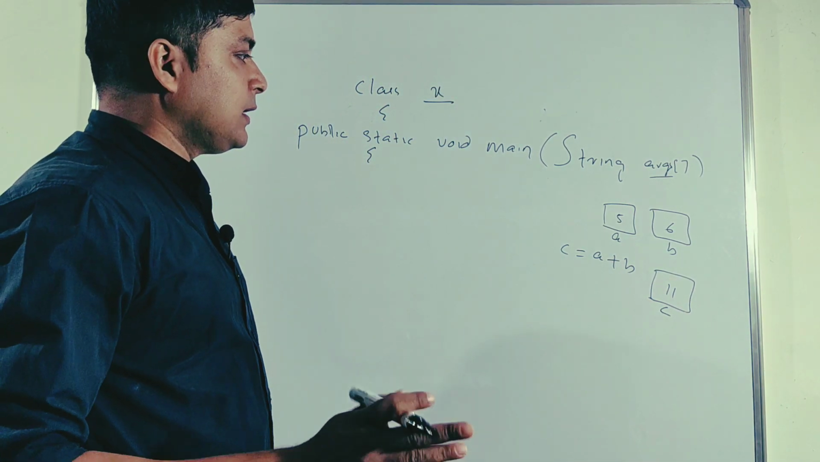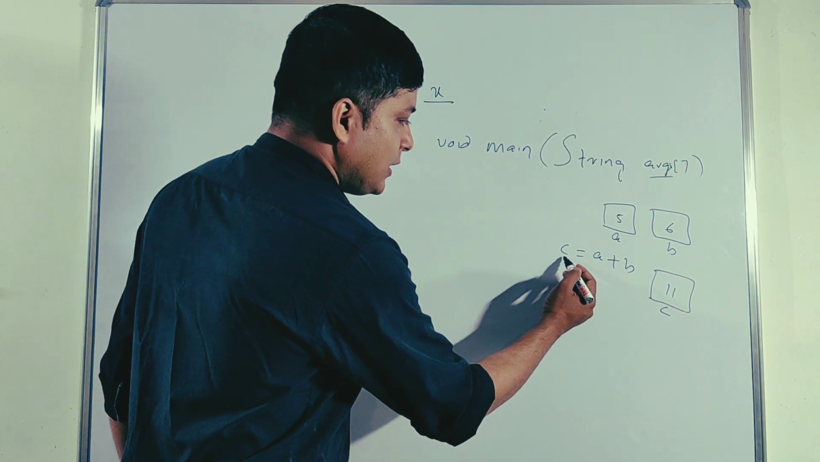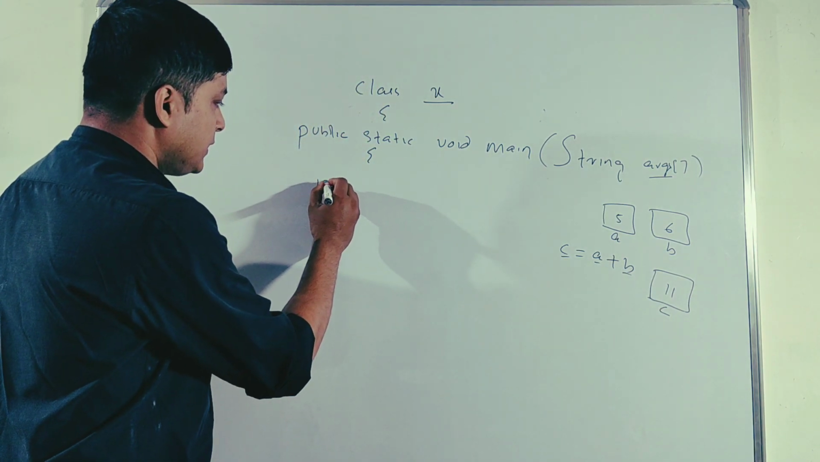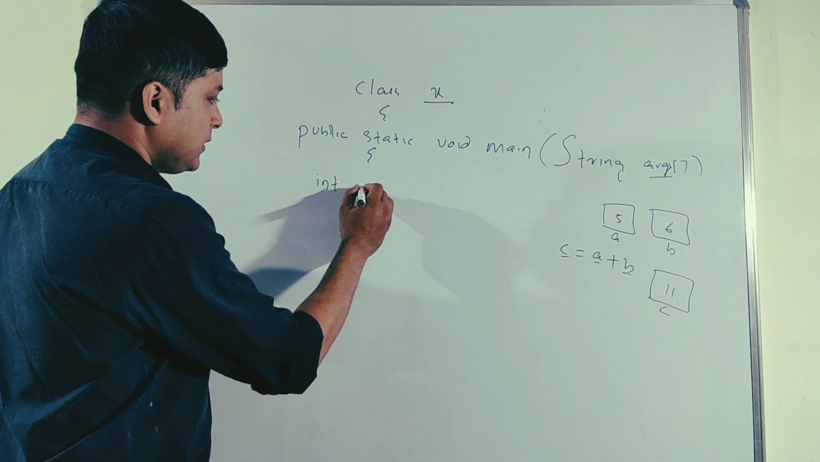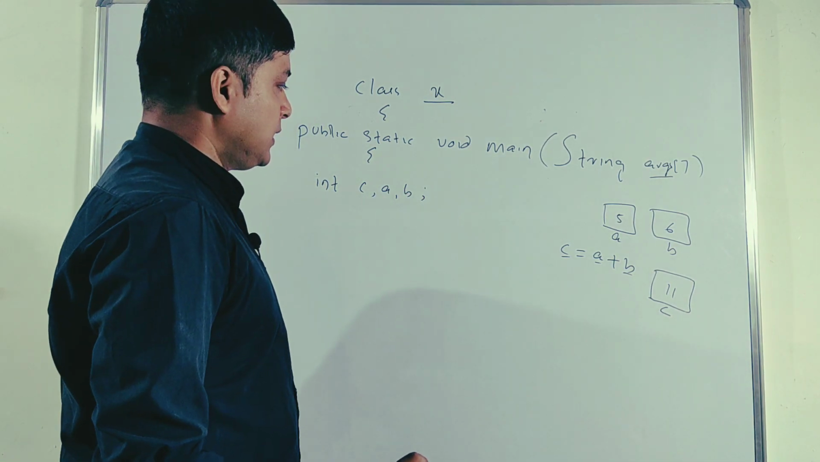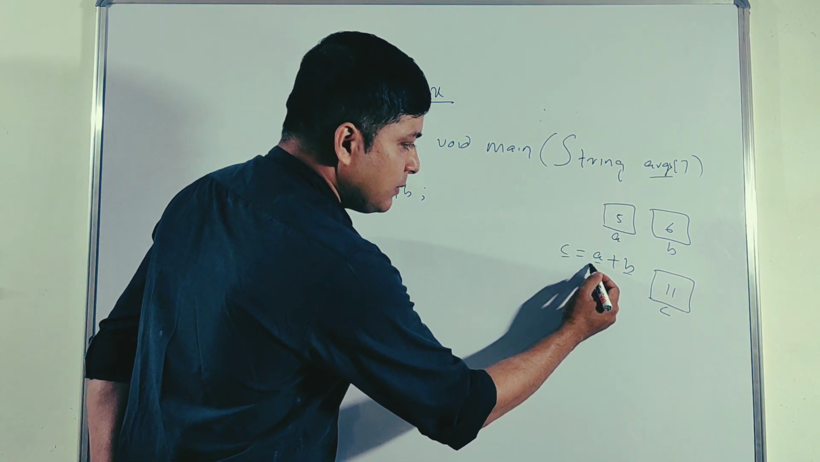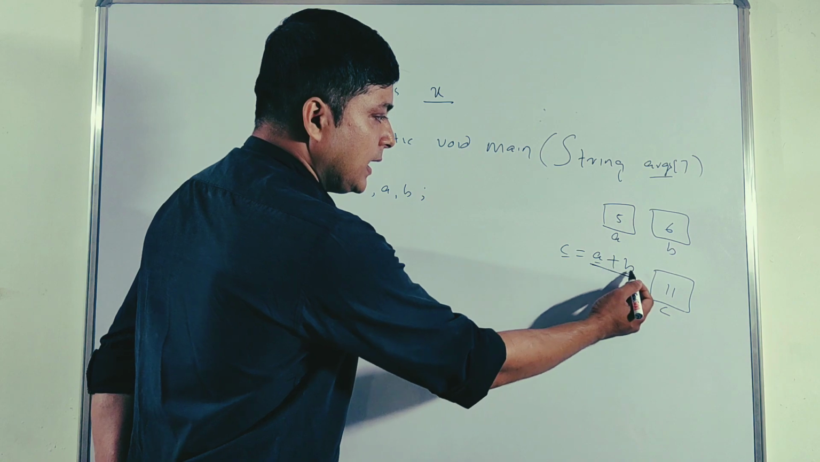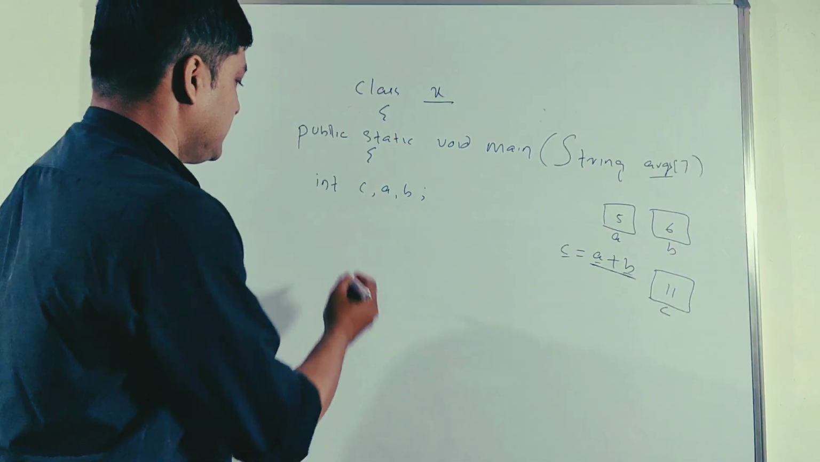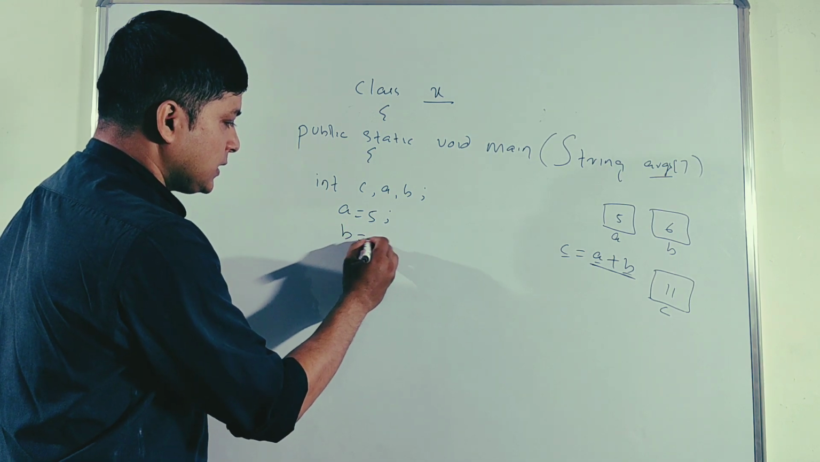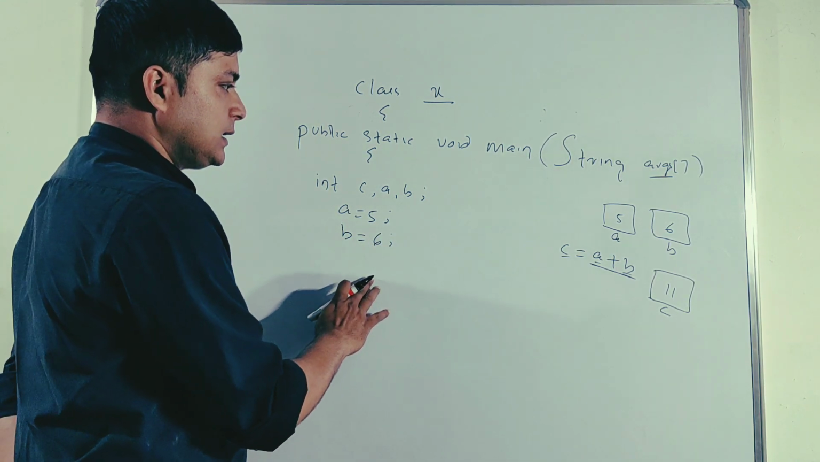So how to write the Java program? First thing, how many variables are there? C, a, b. So you have to write int c, a, b, three variables. Clear? Then initialize the right side variables. What are the right side variables? a and b, those values you have to initialize. So a equal to 5, b equal to 6, you have to initialize those values.